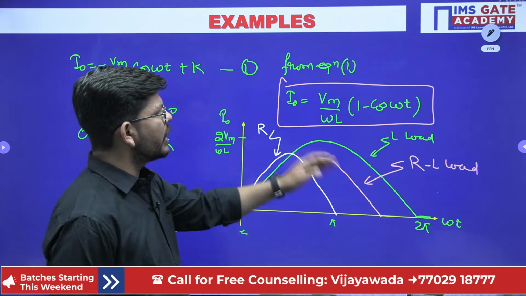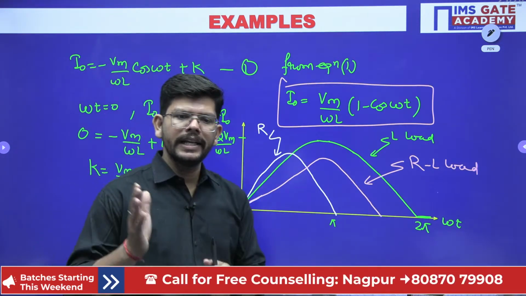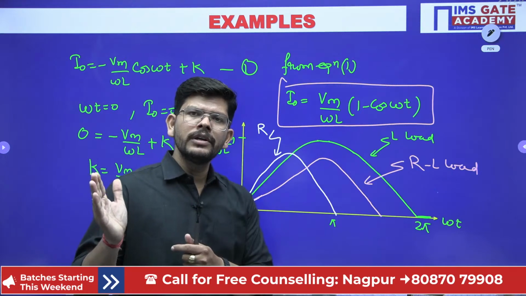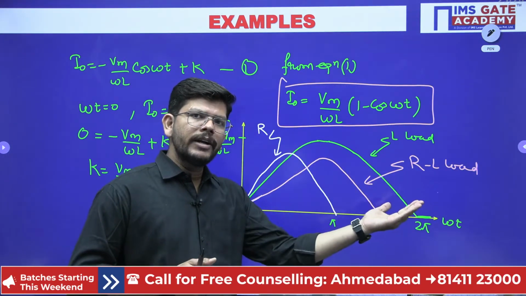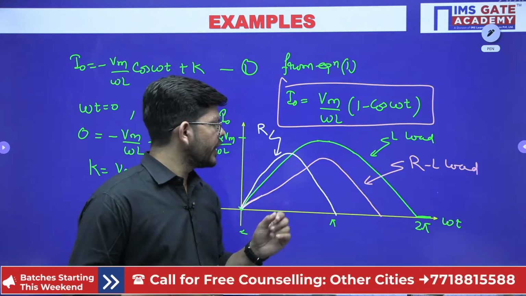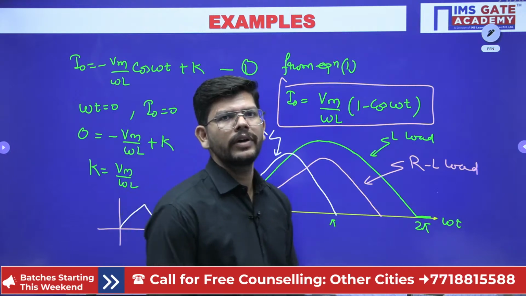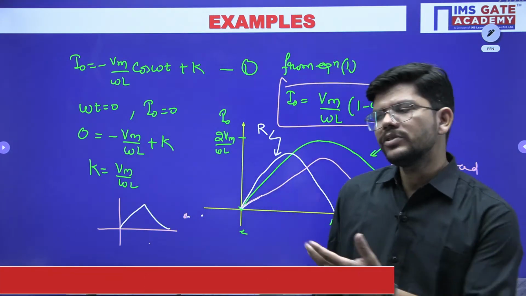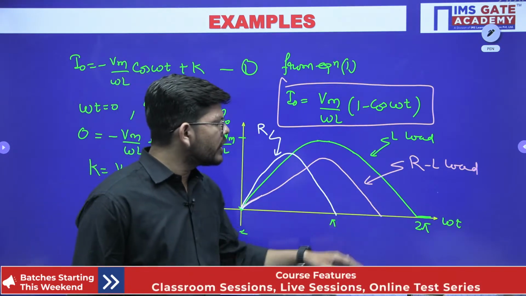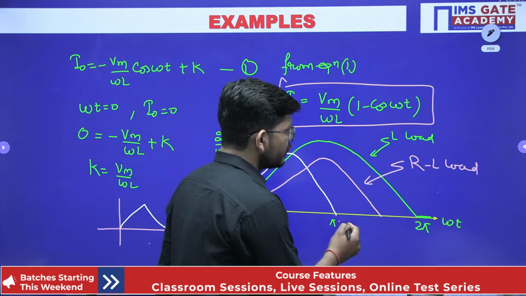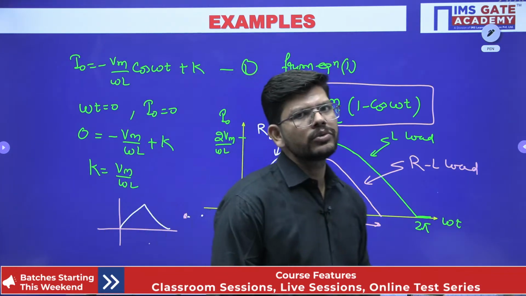If this is a pure L load, then what will happen? From 0 to pi, energy will be transferred from source to load, and for the next pi to 2 pi, energy might be returning to the source. If it is an RL load, the same thing will happen, but the duration will be less. Up to the moment pi, the source will be transferring power to the load, and from pi to this moment, the load might be transferring power to the source.